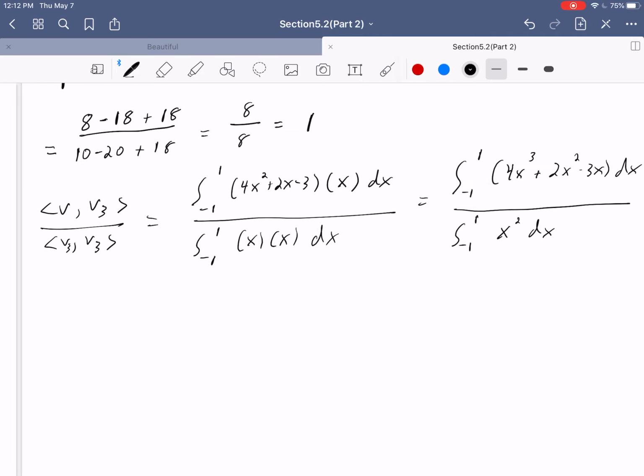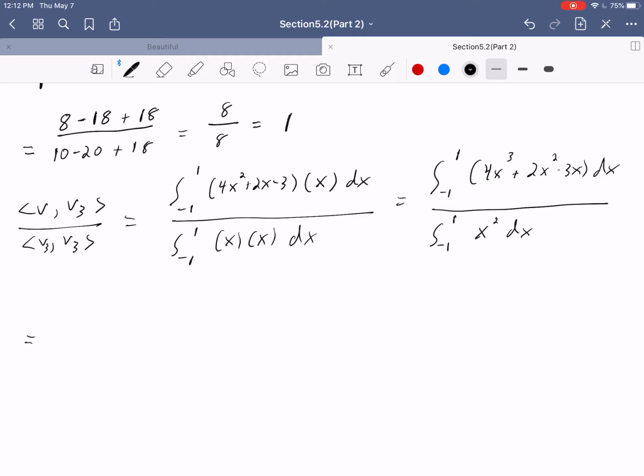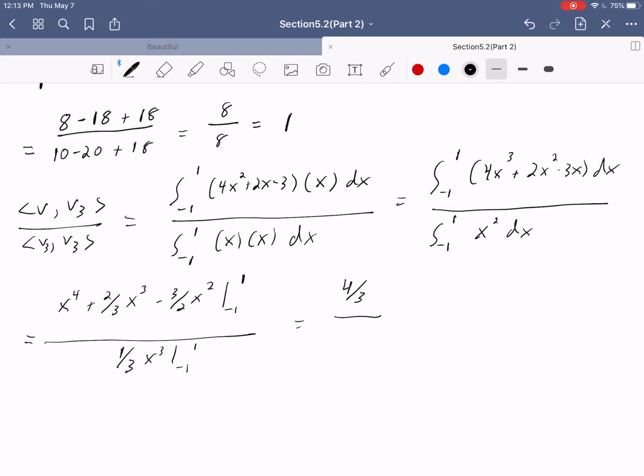We can go ahead and integrate, and we should get x to the 4th plus 2 thirds x cubed minus 3 halves x squared, evaluated from minus 1 to 1. And down below, we should get 1 third x cubed, evaluated from minus 1 to 1. Evaluating that, you should see that you get 4 thirds up top, because again, these guys will just drop out, and this guy will get doubled. And down here, we should get 2 thirds. That gives you a component representation of 2.